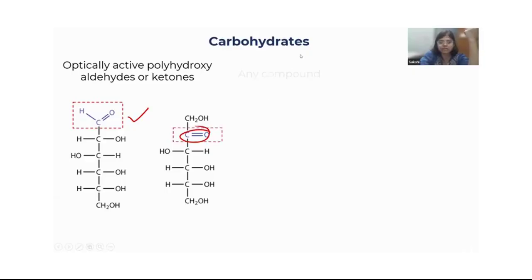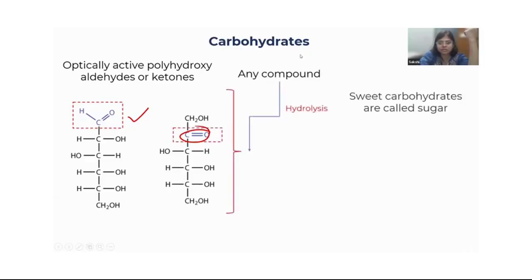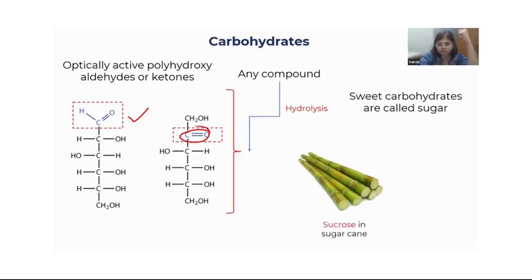So if you see here, yes, like sucrose, right? So the sugarcane juice, sucrose is present, right? So sweet carbohydrates, we call them sugar, right? Sucrose in sugarcane, right? Okay. So milk, right? In milk, there is lactose sugar present, right? So again, we call it a sugar because it is a sweet carbohydrate.